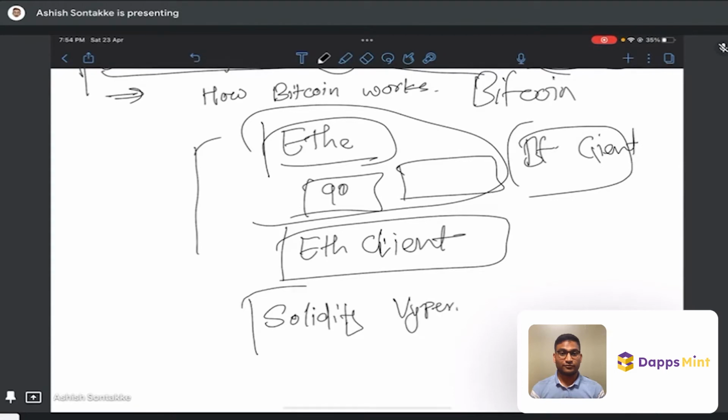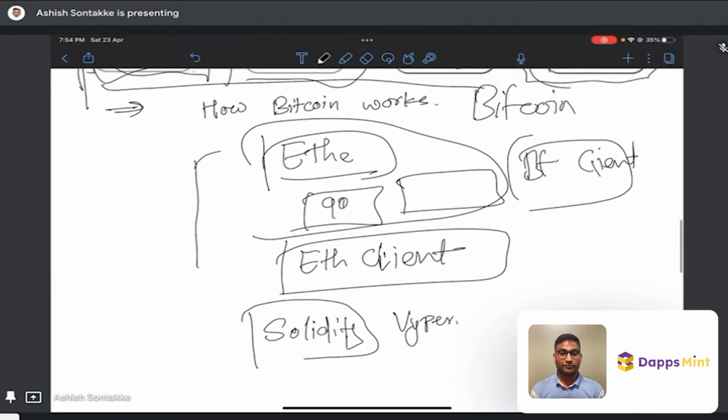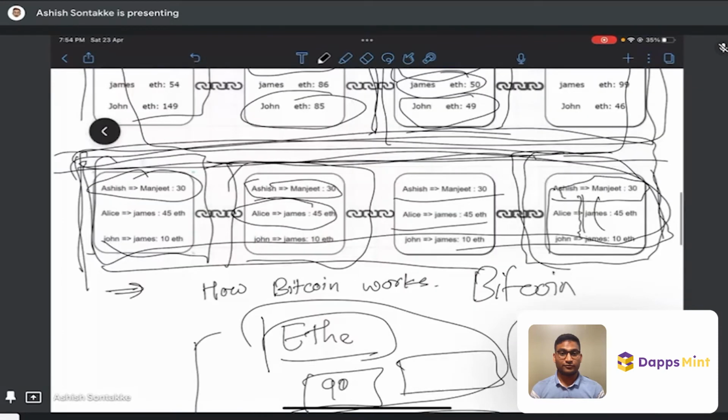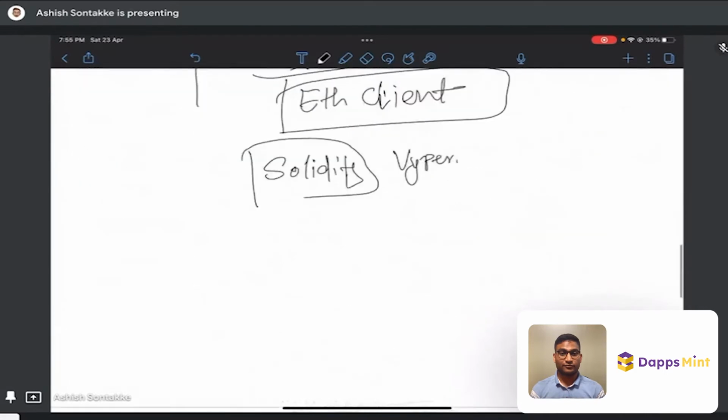Actually, 99.9% of all smart contracts for Ethereum are written in Solidity only, and there are many other chains that are just copies of Ethereum. For example, the Polygon network, or Binance Smart Chain. So there is a term called EVM.